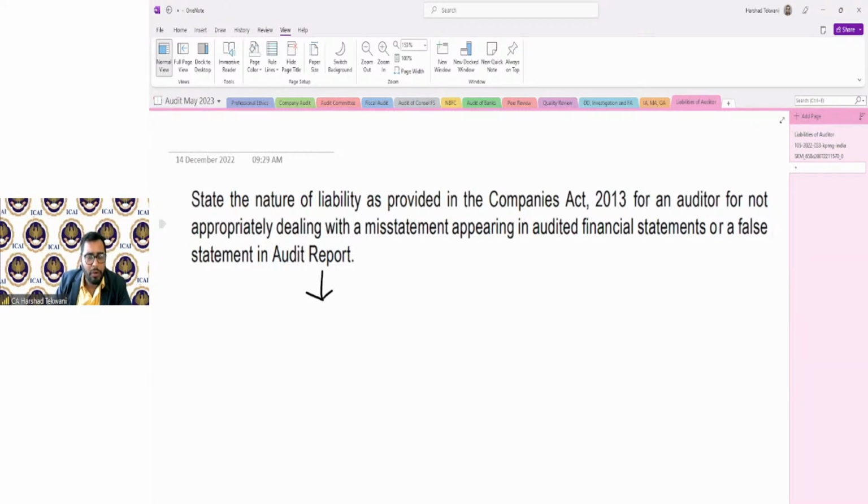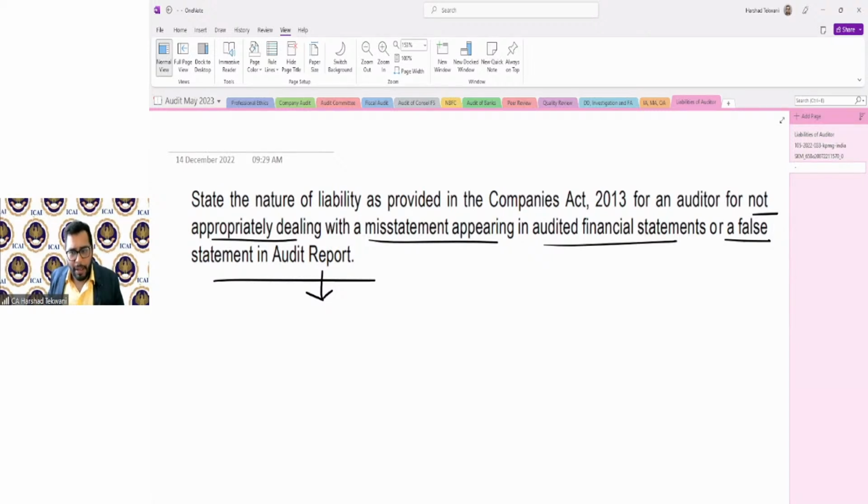Now, when I talk about this particular scenario, not appropriately dealing with a misstatement appearing in the audited financial statement or a false statement in the audit report, this points to the various provisions that are there. It's not only in the Companies Act, but there are professional ethics schedules also, which require us to report matters which are misstatement or false in the audit report. So my schedules, like the clauses which we discussed, are there, plus there are provisions in the Companies Act that we discussed.